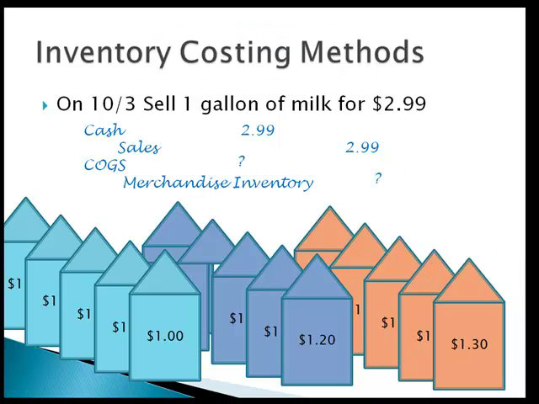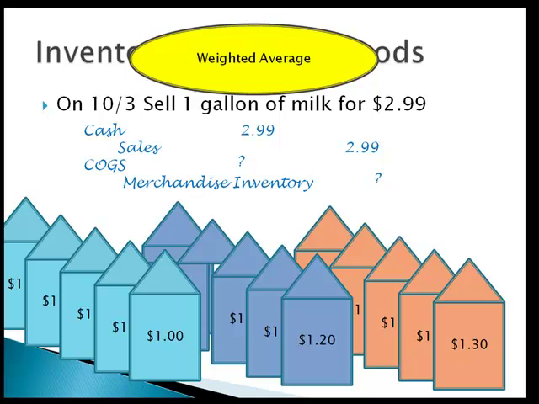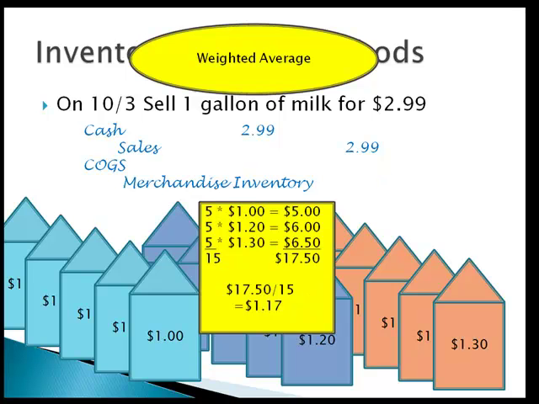And then the last method we're going to look at is weighted average. Under weighted average, we take an average of the three. However, you have to be careful. Since it's a weighted average, we multiply out each tier of inventory. So 5 gallons of milk at $1, 5 gallons of milk at $1.20, and 5 gallons of milk at $1.30. Then you take the total dollars over the total gallons of milk to get your weighted average. Weighted means that, let's say we had only 1 gallon of milk in this middle tier, the other two are going to have a heavier weight. Or if we had 25 gallons of the $1.30, the $1.30 would have a heavier weight.